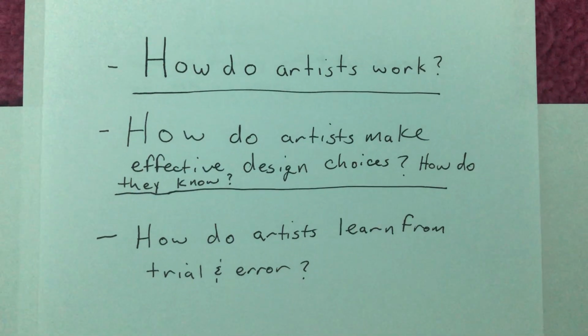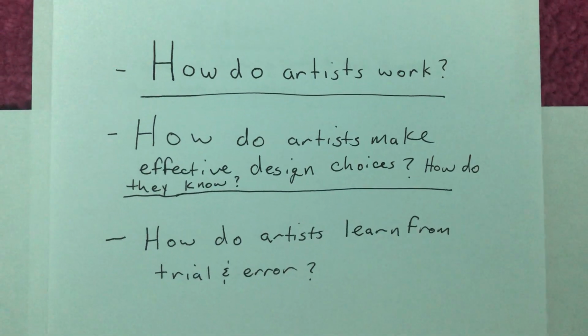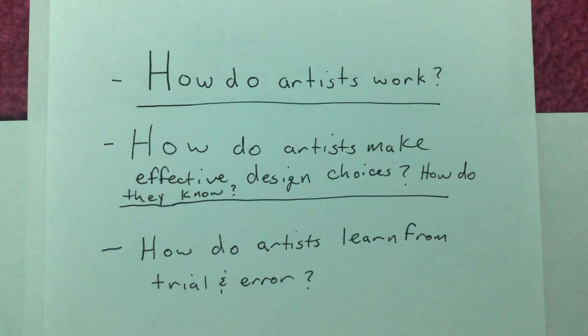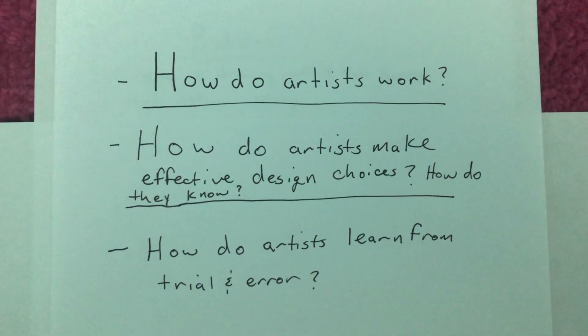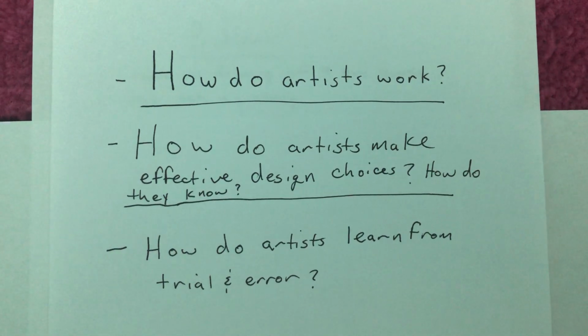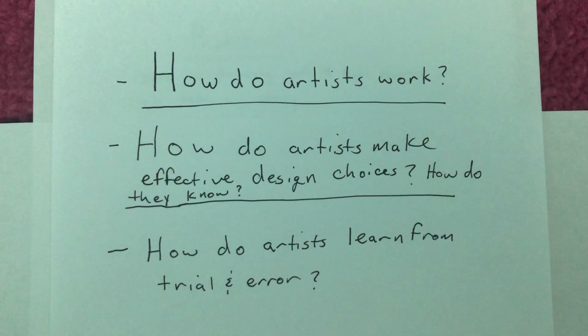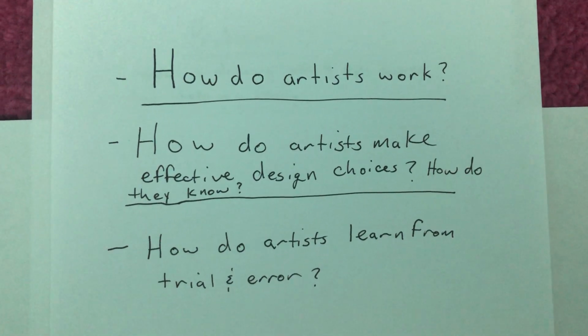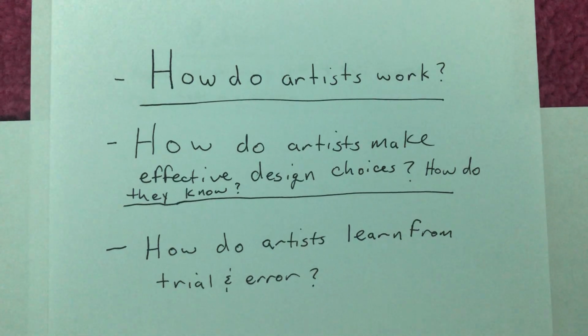with walking through this whole brainstorming process is to kind of discover by doing how artists work through a problem. We're going to also look and think about how artists make effective design choices and how they know when they're effective. And also, how do artists learn from trial and error?